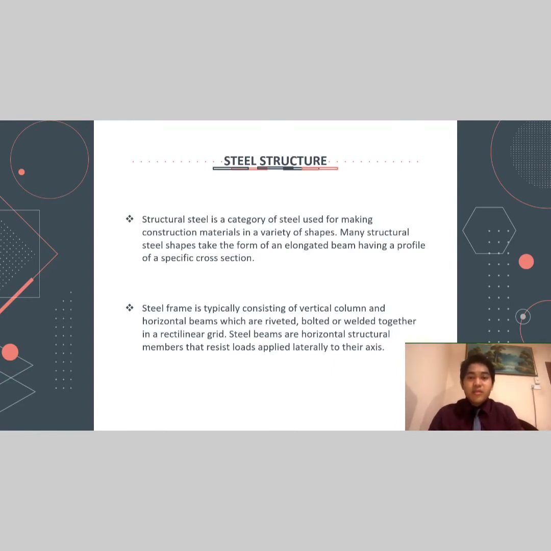Steel frame is typically consisting of vertical column and horizontal beam, which are riveted, bolted, or welded together in a rectilinear grid. Steel beams are horizontal structural members that resist load applied laterally to their axis.